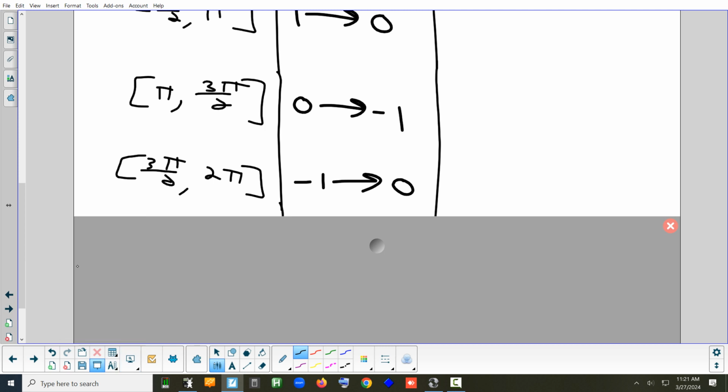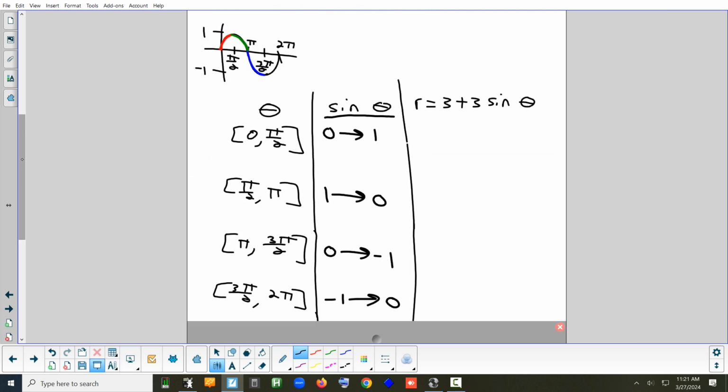Okay, so now we know what's happening in each section to sine. Now we can triple that and add 3. And that's going to tell us what's happening to not just sine, but the actual radius in our picture. All right. So if we triple 0 to 1, what do you get? Yeah. You get 0 to 3, and now add 3 to what you just said. It goes from 3 to 6.